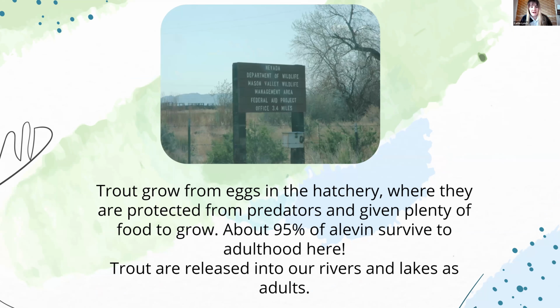So we actually do have a hatchery down in Mason Valley in Yerington, and the hatchery will have trout growing from the eggs, where they are protected from predators and given plenty of food. So they don't really have to worry about a lot of their numbers being decimated by predators or being swept downstream, or natural disasters or anything crazy. So they're pretty well protected, and about 95% of our alevin will survive to adulthood here.